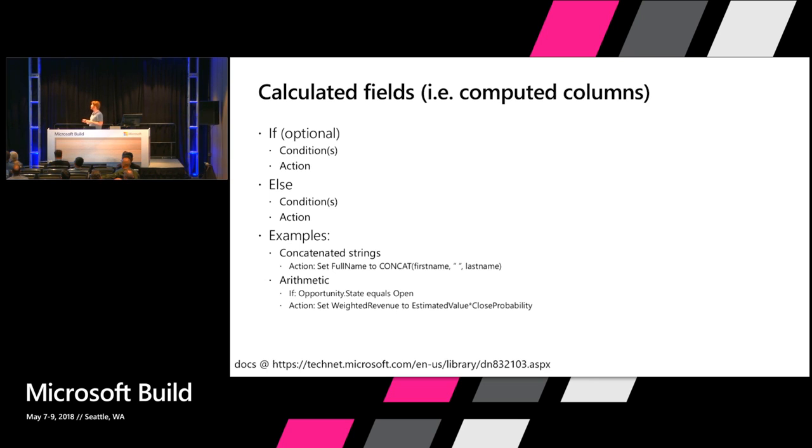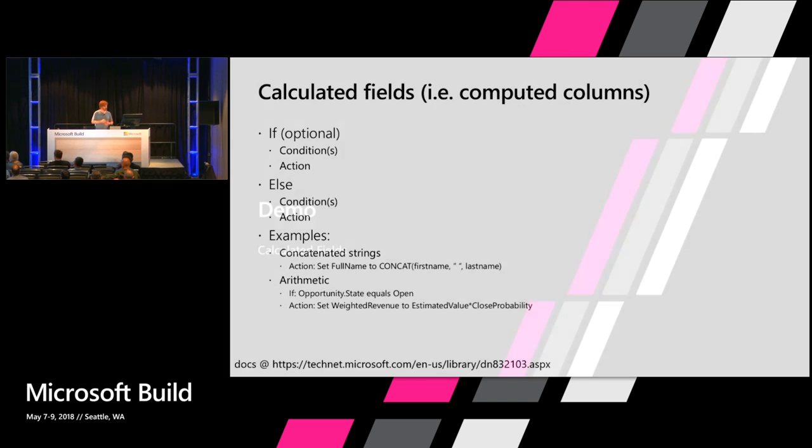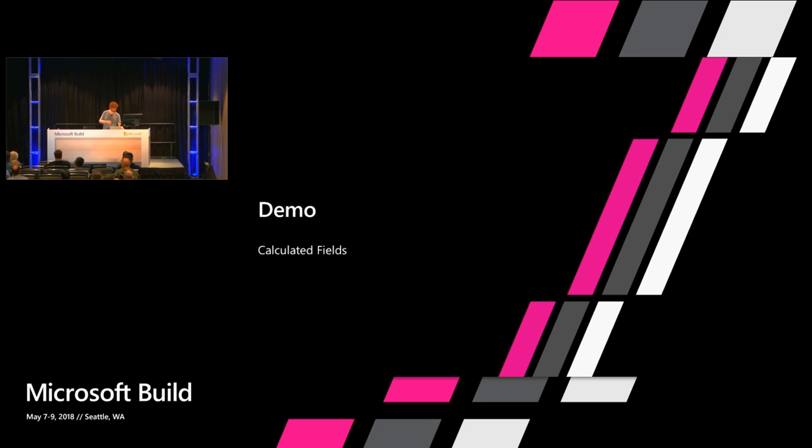An example of this would be concatenated strings. So set full name to concat first name, a space, and last name. Or arithmetic. Hey, if the opportunity state is open, then the action is set weighted revenue to estimated value times close probability, as one such example. And so I have a calculated field in our demonstration.